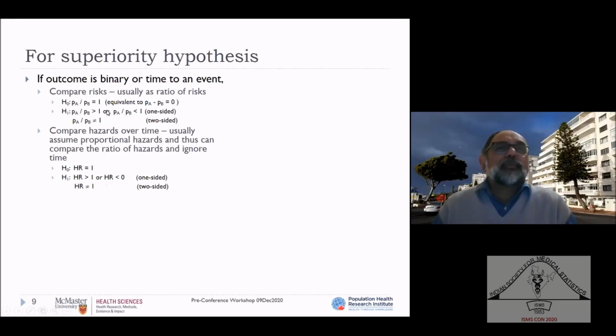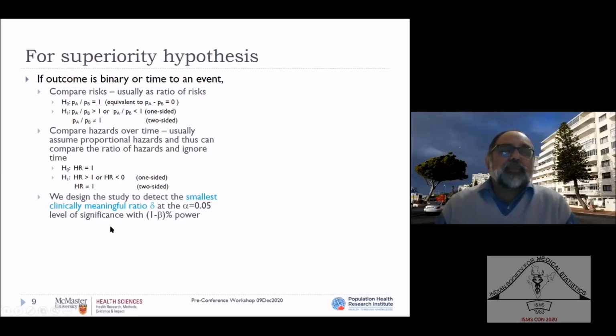Now, if the outcome is binary or a time to an event, we're usually comparing risks. So we talk about the relative risk or risk ratio. And so then the null hypothesis is 1 against the two-sided hypothesis that the risk ratio is different from 1. Or if we're doing a time to event analysis, we're comparing the hazards over time, and maybe we'll assume proportional hazards, commonly done, and then we compare the ratio of hazards, ignoring time, and again, we'll have the null hypothesis of the hazard ratio equal to 1, and the two-sided alternative that it's not.